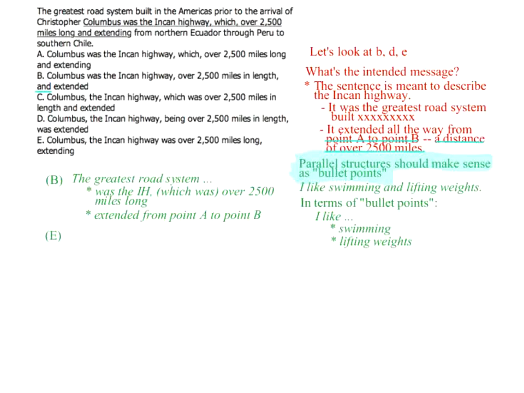So let's analyze that and talk about why it does make sense. There's no parallel structures in E. The greatest road system, comma, the Aiken Highway was over 2,500 miles long, extending from point A to point B. So let's move that down a little bit. It's getting crowded. Okay, so let's take a look.